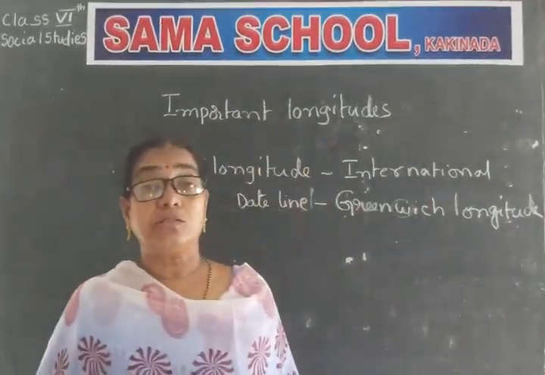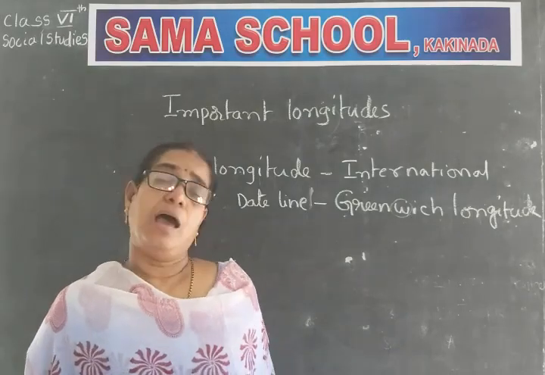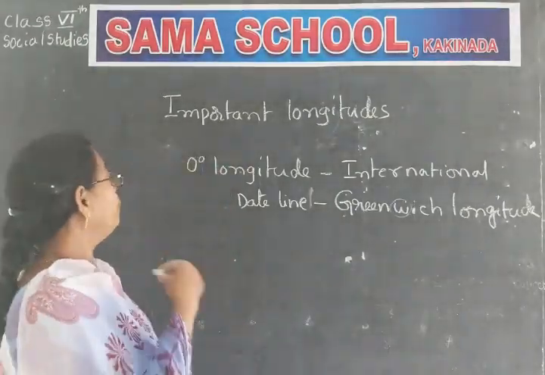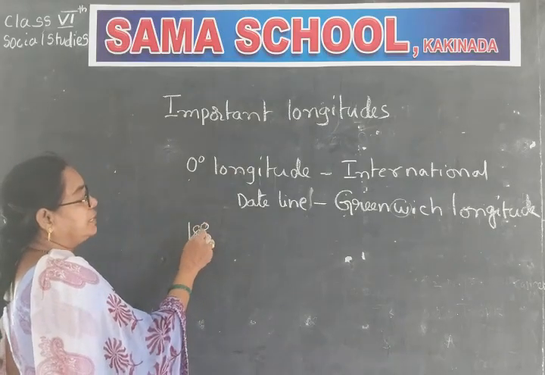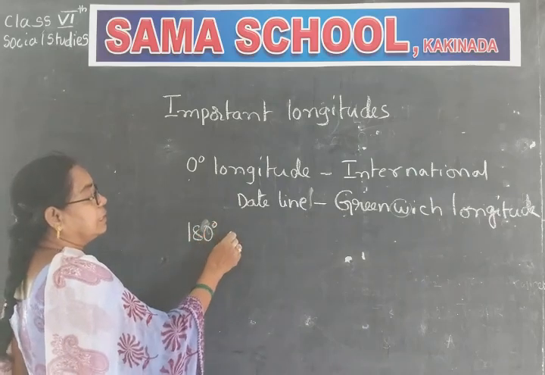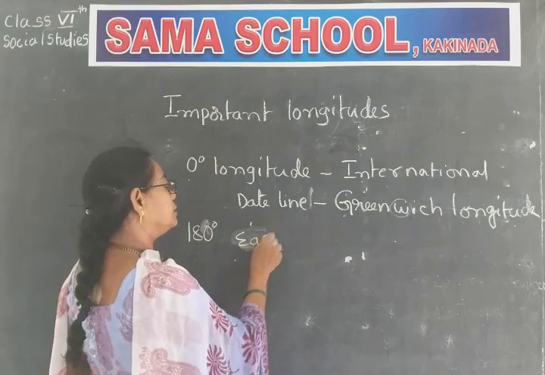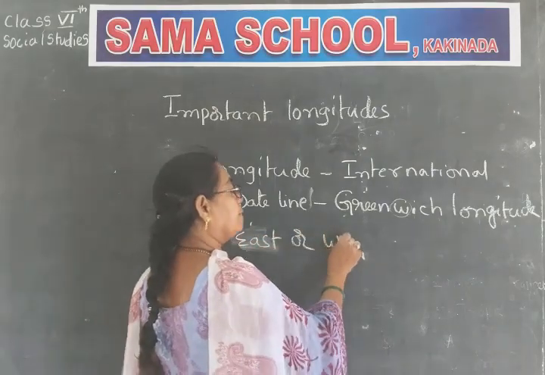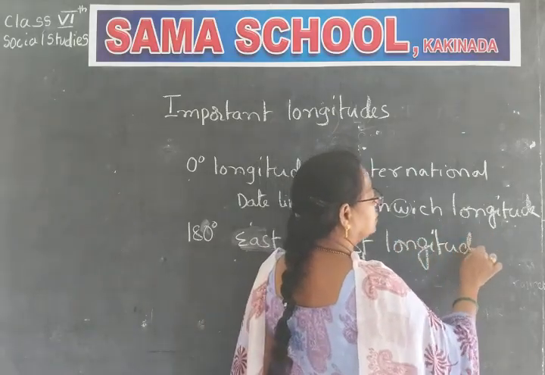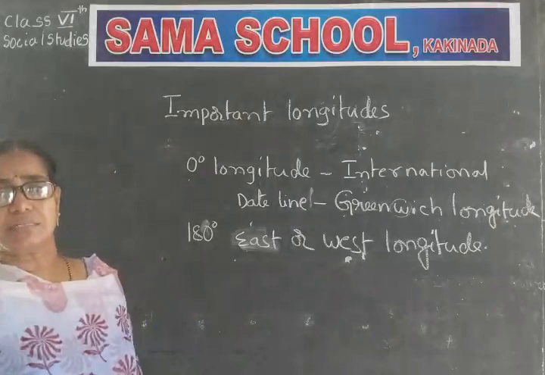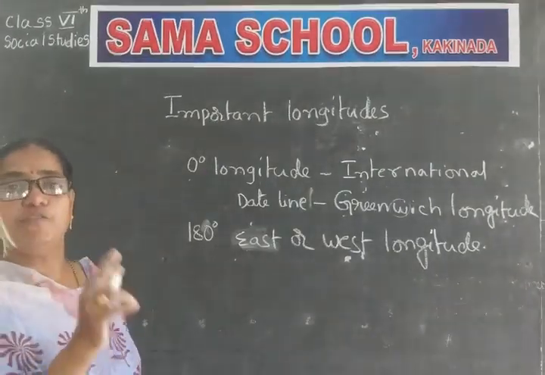Longitudes are also called meridians. We are going to learn about them in higher classes. Then one more, just opposite to the 0 degree longitude, is 180 degrees east or west longitude. Why? Because at 180 degrees we cannot say it is east or west, there is only one.